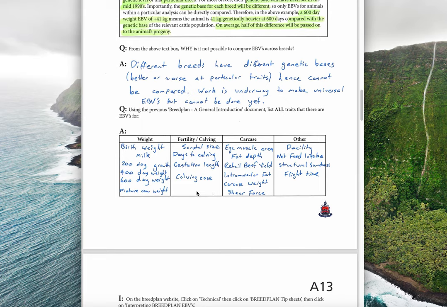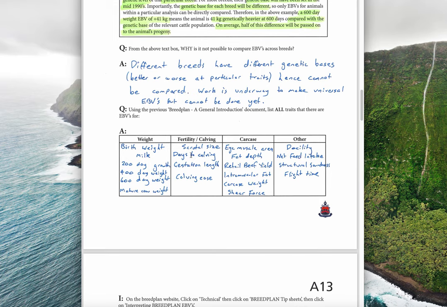So for example, we have birth weight, milking volume, 200, 400, 600 day weight. We have mature cow weight, so it doesn't go above 600. There's no 800 day weight. There's no 1,000 day weight. Most cattle are not alive by that stage if they're being used for beef production. So it's not a trait that's very important, and producers don't want to know that as much as these other ones. So there's nothing above 600 day weight. And in past exams, they have thrown in fake EBVs like 1,000 day weight, other things like rumen volume, which are not really relevant at all and not easy to measure. So they are not EBVs, but these ones here are.